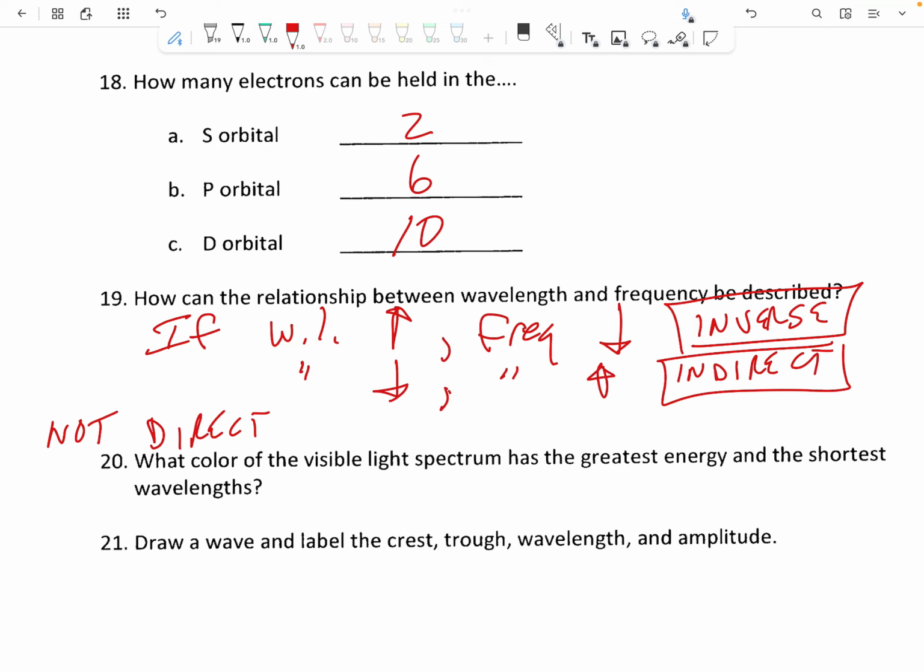Okay? And number 20, what color of the visible light spectrum has the greatest energy and the shortest wavelengths? That is the violet end. Okay? We're not going to use purple, we're going to say violet.